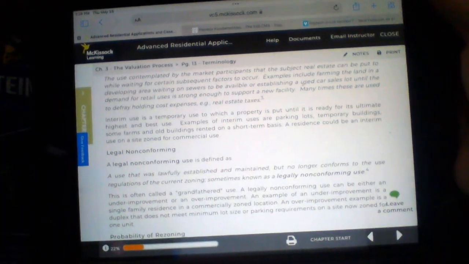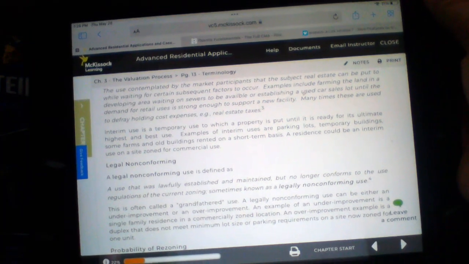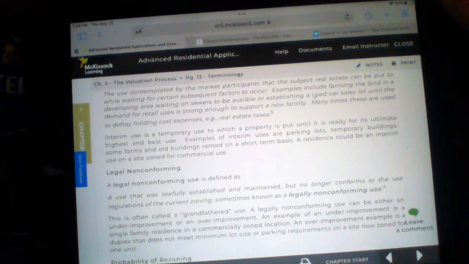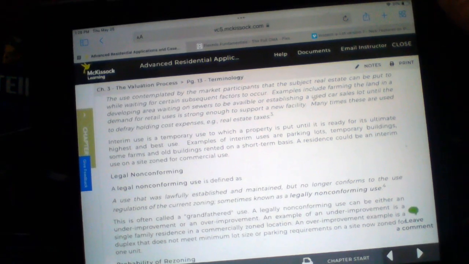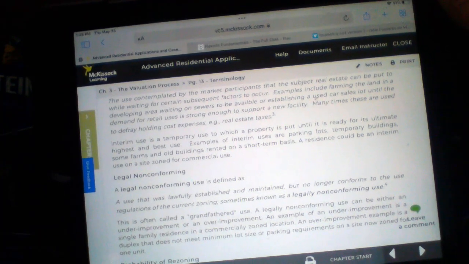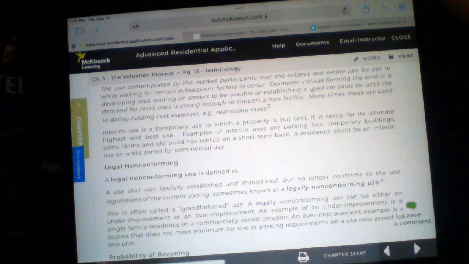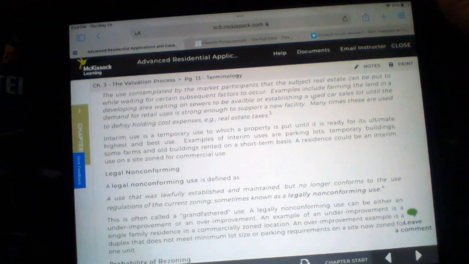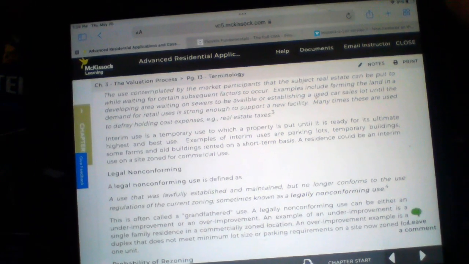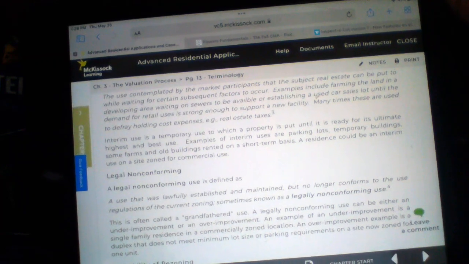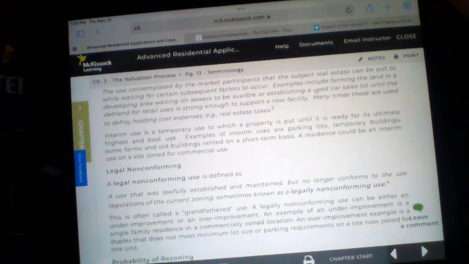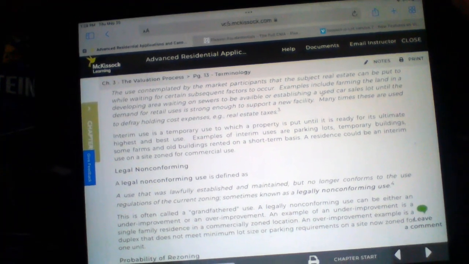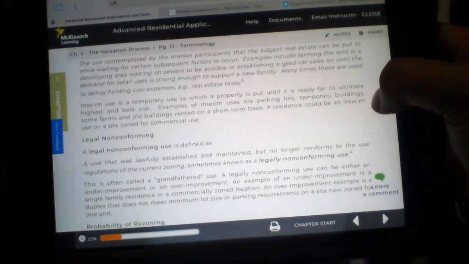Examples include farming the land in a developing area, waiting on sewers to be available, or establishing a used car sales lot until the demand for retail uses is strong enough to support a new facility. Many times, these are used to defray holding cost expenses. For instance, real estate taxes.